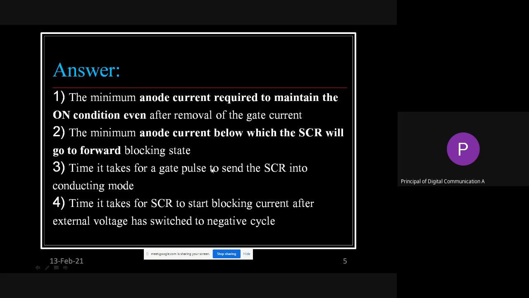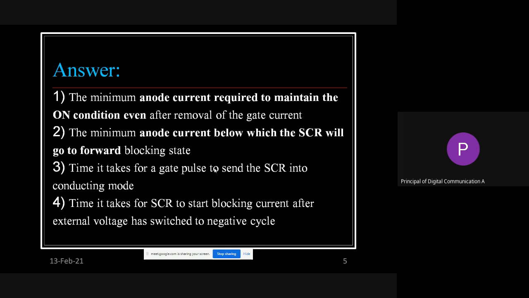TQ. So this is the off timing. Off timing means what? Of SCR, the time it takes for SCR to start blocking current after the external voltage has switched to the negative cycle. So this is the answer in the reference of an AC source.